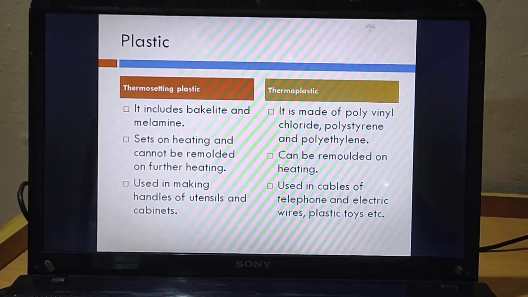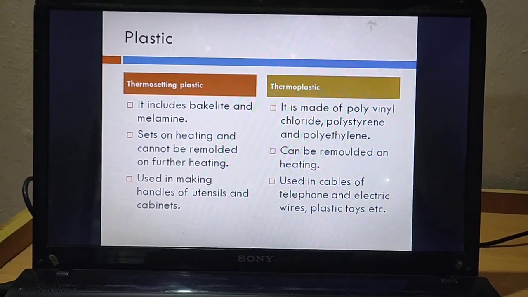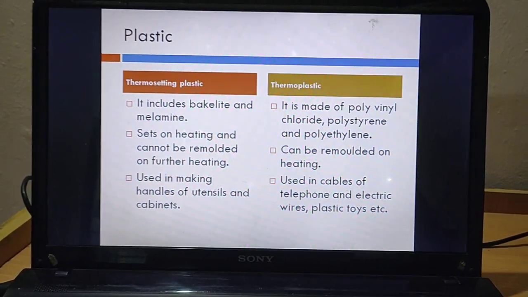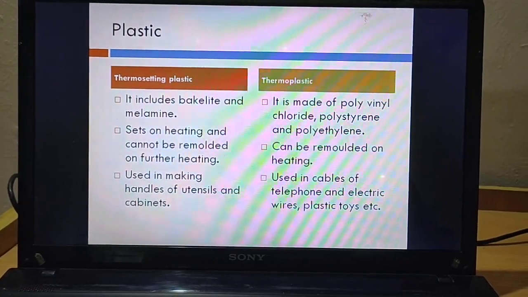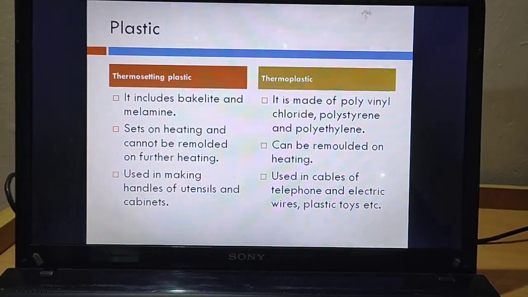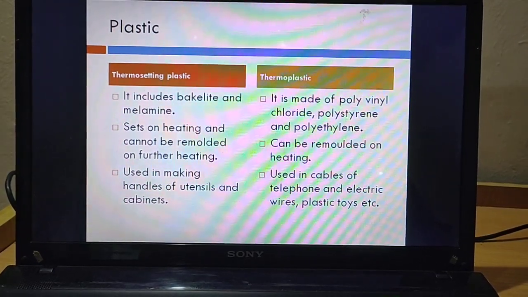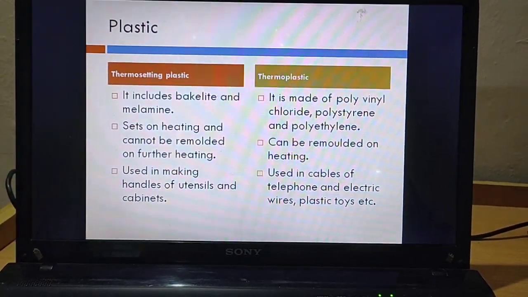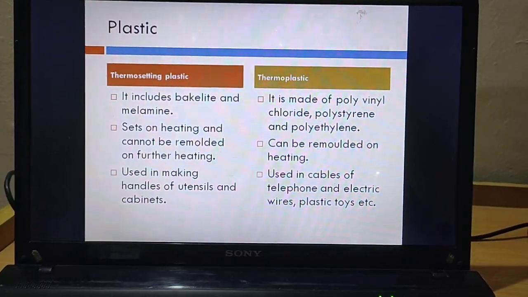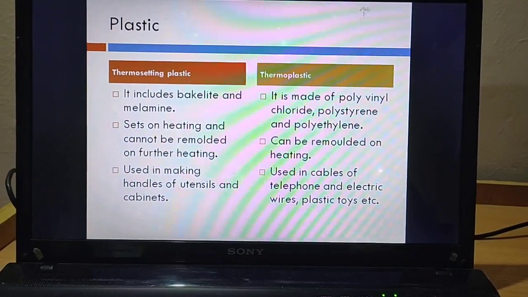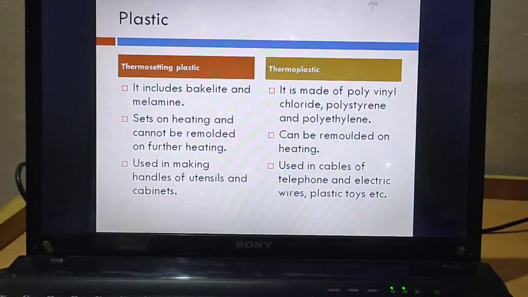Now in the further part of the lesson, we are going to study about plastic. Plastic is classified into two different types. First one, thermosetting plastic. It includes bakelite and melamine. This type of plastic sets on heating and cannot be remolded on further heating, means you cannot reuse this type of plastic. It is generally used in making handles of the utensils and cabinet.